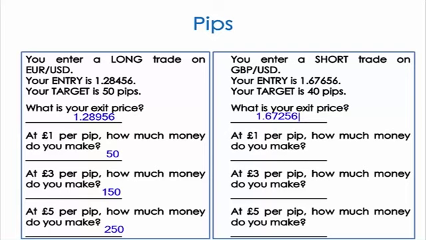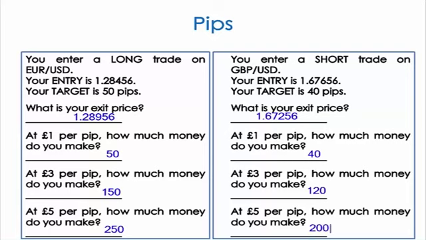Now, if you've risked £1 per pip, so each pip being worth £1, you've made 40 pips. That's a fairly simple one. You've made £40. Let's say now that you've risked £3 per pip, so a little bit more, £3 per pip times the 40, you've made £120 on exactly the same trade. And at £5 per pip, we're looking at £200 on that trade.